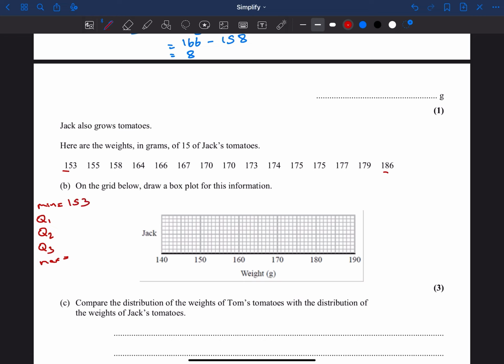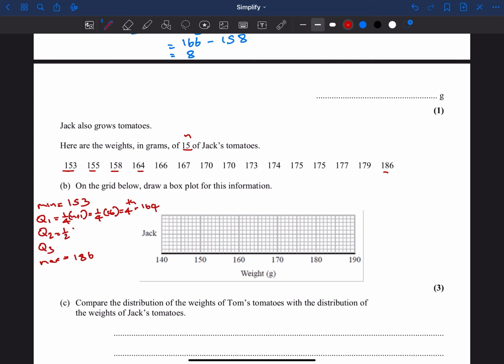The minimum is 153. Maximum is 186. The lower quartile, what's the formula? A quarter of n. Okay, now there's a problem. It's 15 here, so we cannot use n. We will use n plus 1 because it's an odd number. So n plus 1, okay? A quarter of, what is the n? 15 is the n. N plus 1 makes it 16 then. A quarter of 16 is 4, not the 4 value, it's the 4th value. What is the 4th value? 1, 2, 3, 4th value, 164.